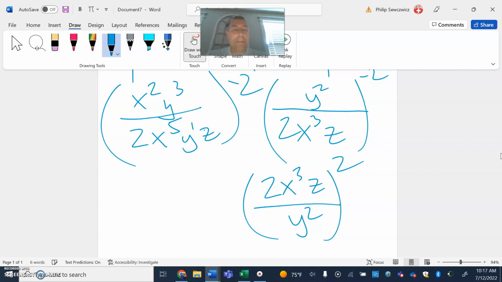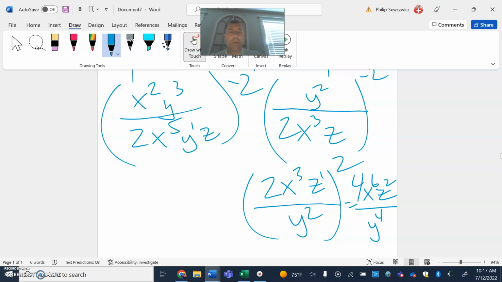So 2 to the 2nd power, that's a 4. X to the 3rd power raised to the 2nd power, we're multiplying here, x to the 6. Z to the 2nd power, yep. Again, if you want to put your 1 in there so that you can see it, that's fine. And then we got ourselves y to the 4th power. And we're done with it.